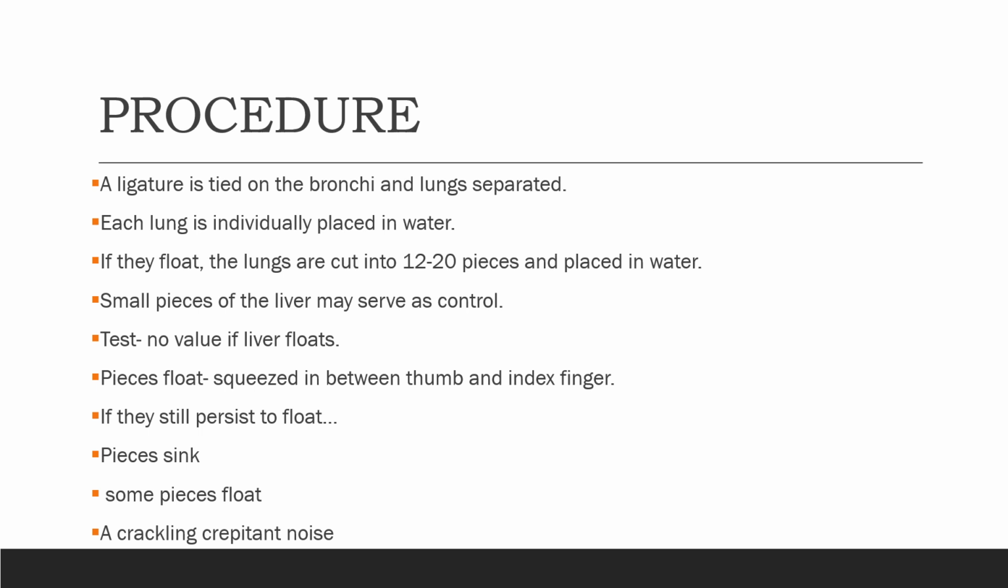Now this results in three differential results. The first one is that it continues to float. If it continues to float, it might be due to the presence of residual air. This indicates that respiration has taken place. If the pieces sink, that means no respiration has taken place yet. And if some pieces float, then a feeble respiration has taken place. Then a piece of lung is rolled gently between the finger and the thumb, very near to the ear. When we keep it near the ear, we get a crackling crepitant noise, which indicates the significance of respiratory activity in it.